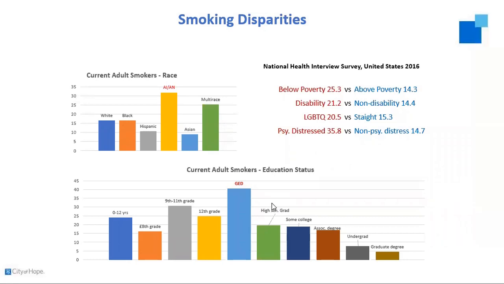This slide shows several disparities in the United States among adult smokers. As you can see at the top left, race and ethnicity really play a role in terms of smoking. Ethnic minorities are smoking more compared to Caucasians. Also, people who have lower education tend to smoke more. People who are below the poverty level, who are disabled, who are members of the LGBTQ community, and those who are psychologically distressed tend to smoke more than their counterparts.